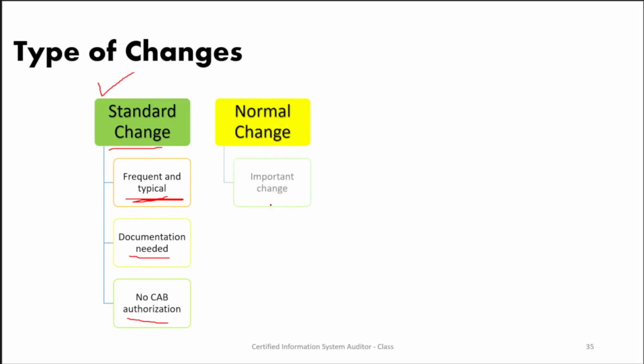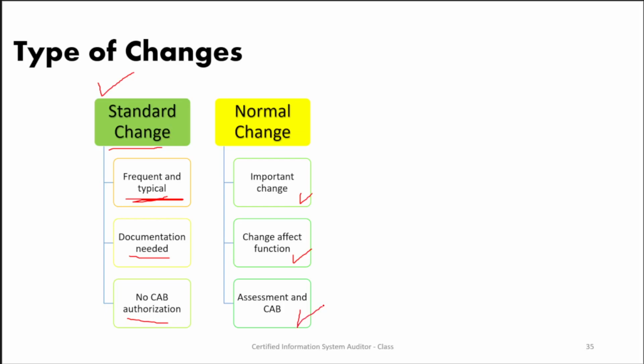Normal changes are changes like patching, doing an update, and so on. It could change or affect the function, and this type of change should be assessed by the CAB.